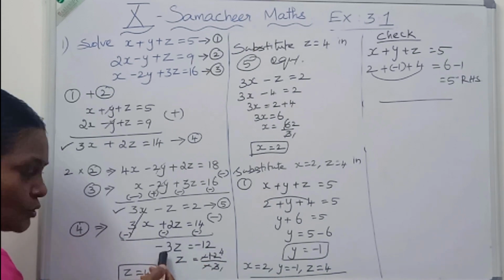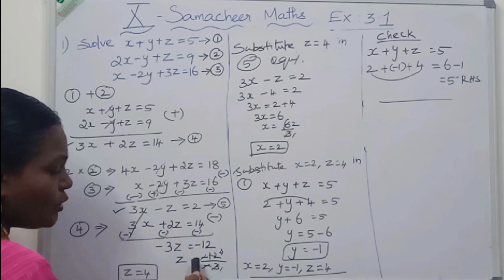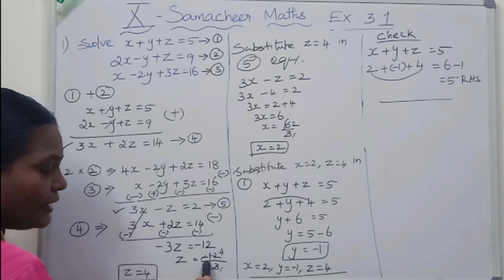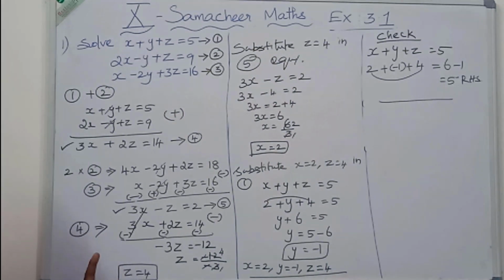While you transpose this minus 3 to the other side, it becomes division. So, z equal to minus 12 by minus 3. Minus minus will be cancelled. 1 3 is 3, 4 3s are 12. So, z equal to 4. So, we have found the value of one variable z.